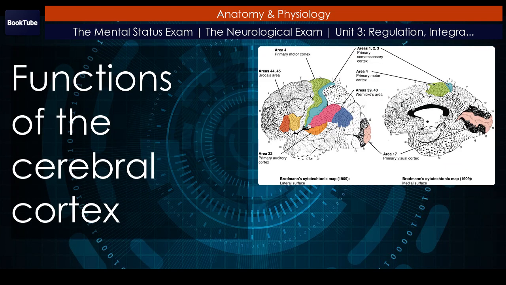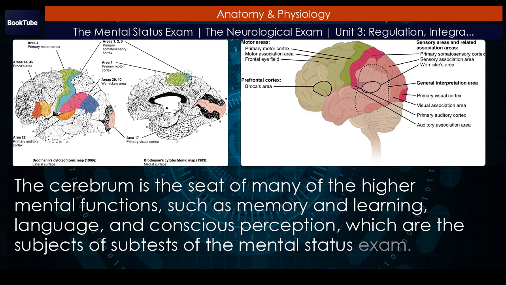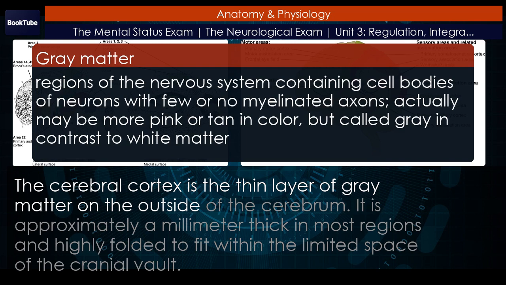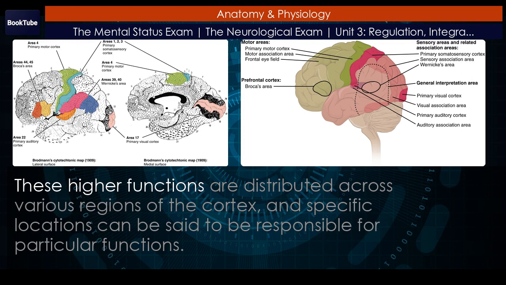Functions of the cerebral cortex. The cerebrum is the seat of many of the higher mental functions, such as memory and learning, language, and conscious perception, which are the subjects of subtests of the mental status exam. The cerebral cortex is the thin layer of gray matter on the outside of the cerebrum. It is approximately a millimeter thick in most regions and highly folded to fit within the limited space of the cranial vault. These higher functions are distributed across various regions of the cortex, and specific locations can be said to be responsible for particular functions.